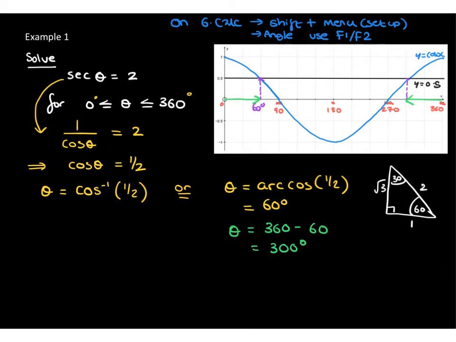Always check on your calculator, cos 300, input it. It takes you 1 second to actually check the angles that you've got, and if you've made a mistake, you can then go back and correct it.